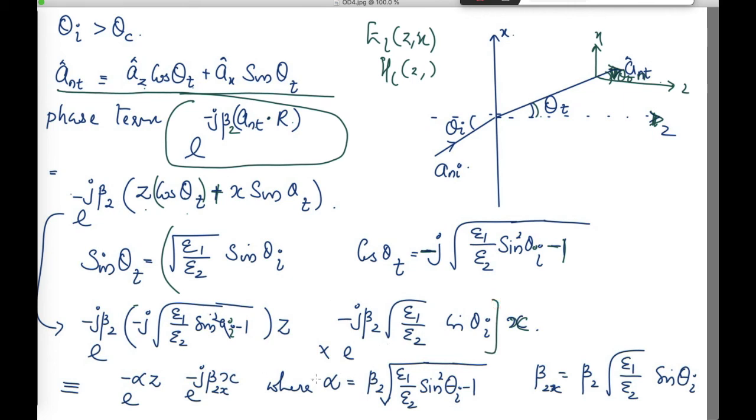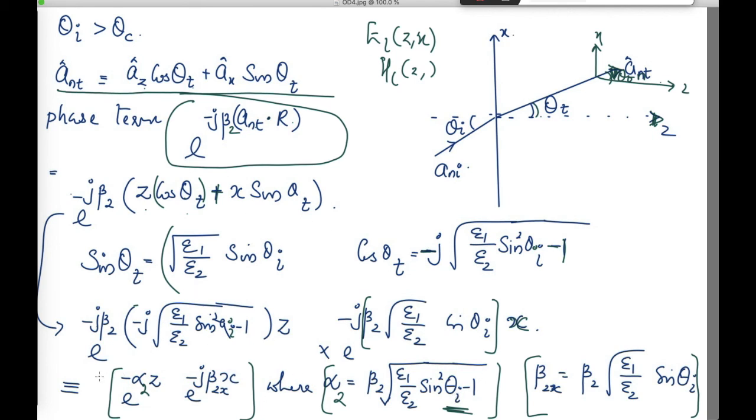So it can be written as e raised to minus j beta 2x into x, into e raised to minus j into minus j. It cancels and becomes a real value. So it looks like e raised to minus alpha 2 z into e raised to minus j beta 2x into x, where alpha 2 is the attenuation in the second medium, which is equal to beta 2 into root of epsilon 1 by epsilon 2 into sin square theta i minus 1, and beta 2x you can write as beta 2 into root of epsilon 1 by epsilon 2 into sin theta i. So it depends on the value of epsilon as well as on the value of theta i.